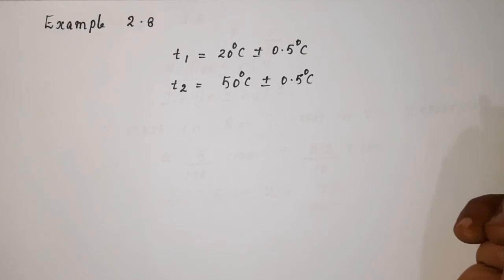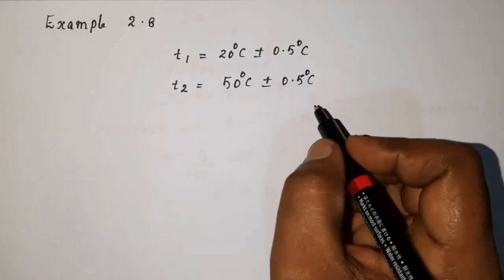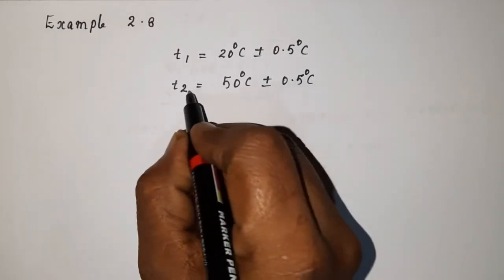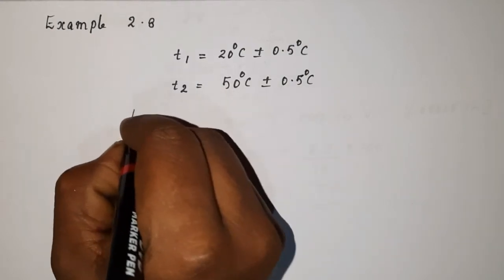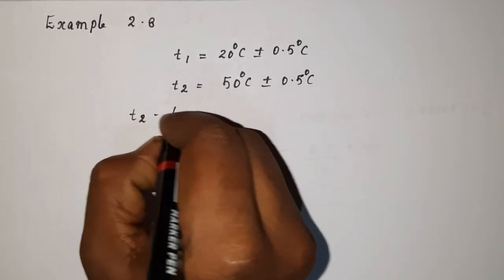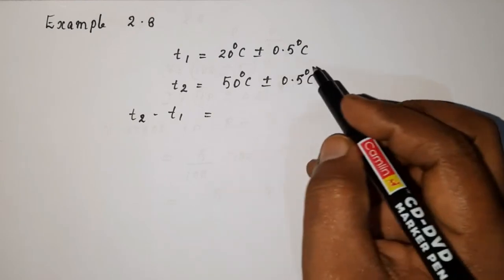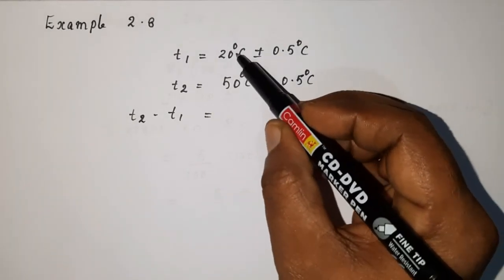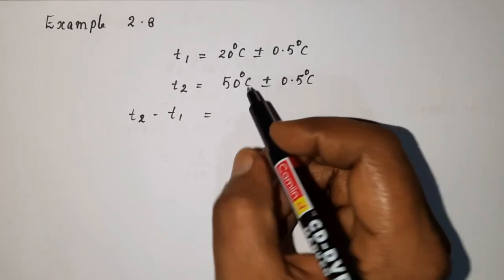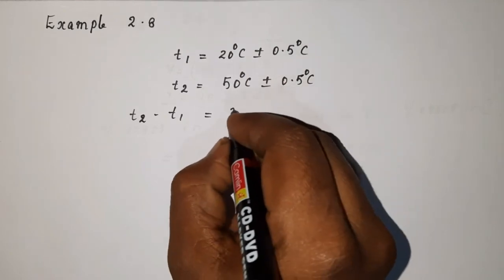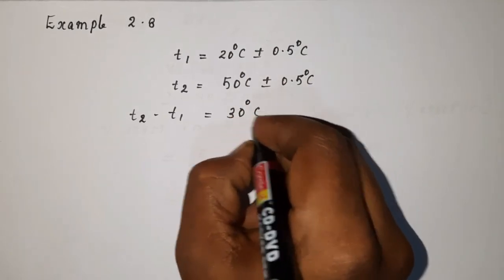So in this case, the question is to find the temperature difference. So you know T2 is greater than T1. So temperature difference is T2 minus T1. So how to deal with? It's very easy to do with true values. 50 minus 20, you will have 30 degrees Celsius.